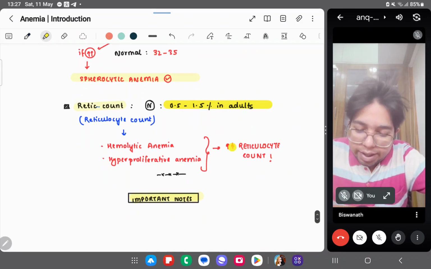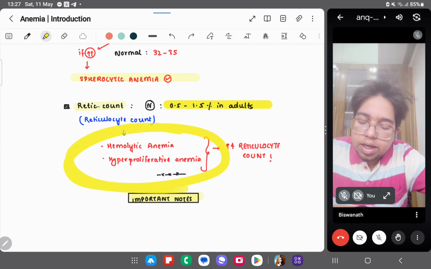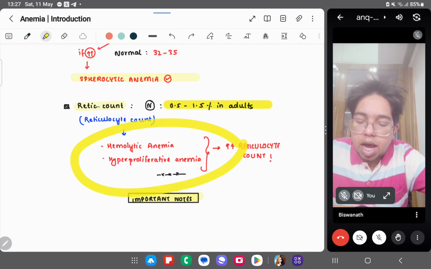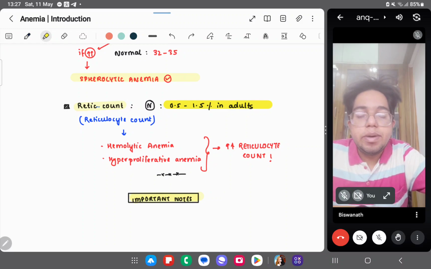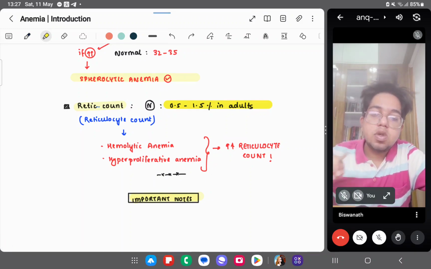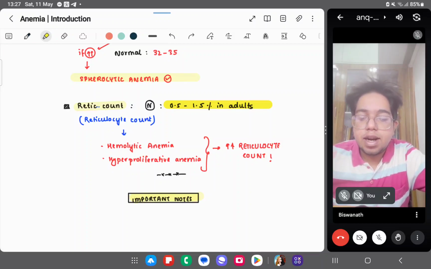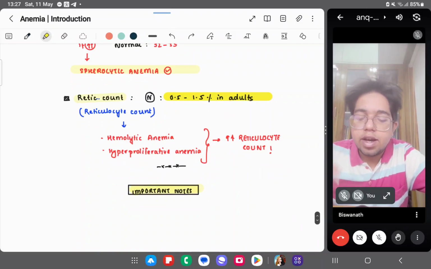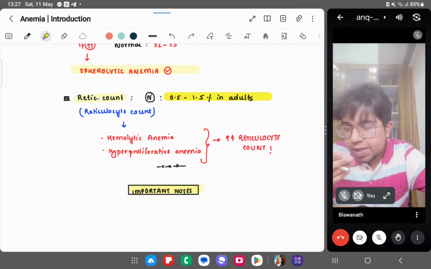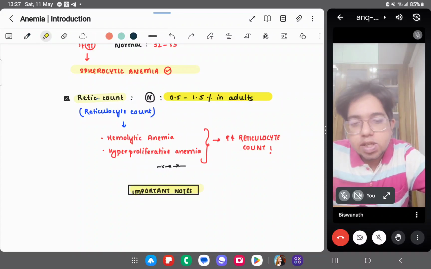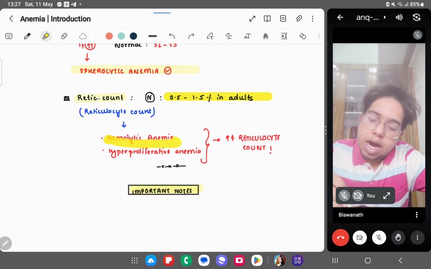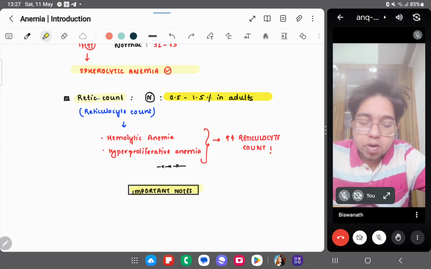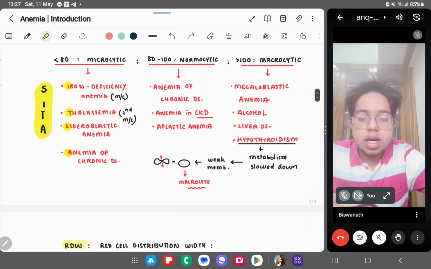If it increases, it increases in hemolytic anemia and hyperproliferative anemia. In hyperproliferative anemia, the bone marrow is continuously producing cells. So you must have heard the saying, jaldi ka kaam shaitan ka. When it steps up its production, immature cells are produced more and more. So hyperproliferative anemia will have an increased reticulocyte count, and hemolytic anemia also. We'll see how.